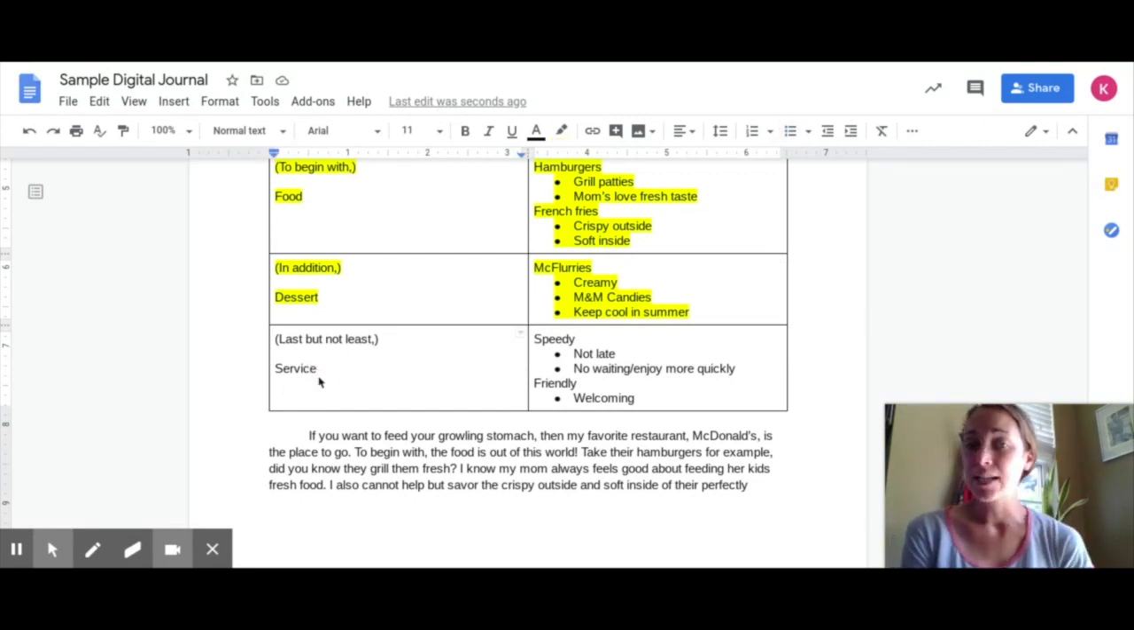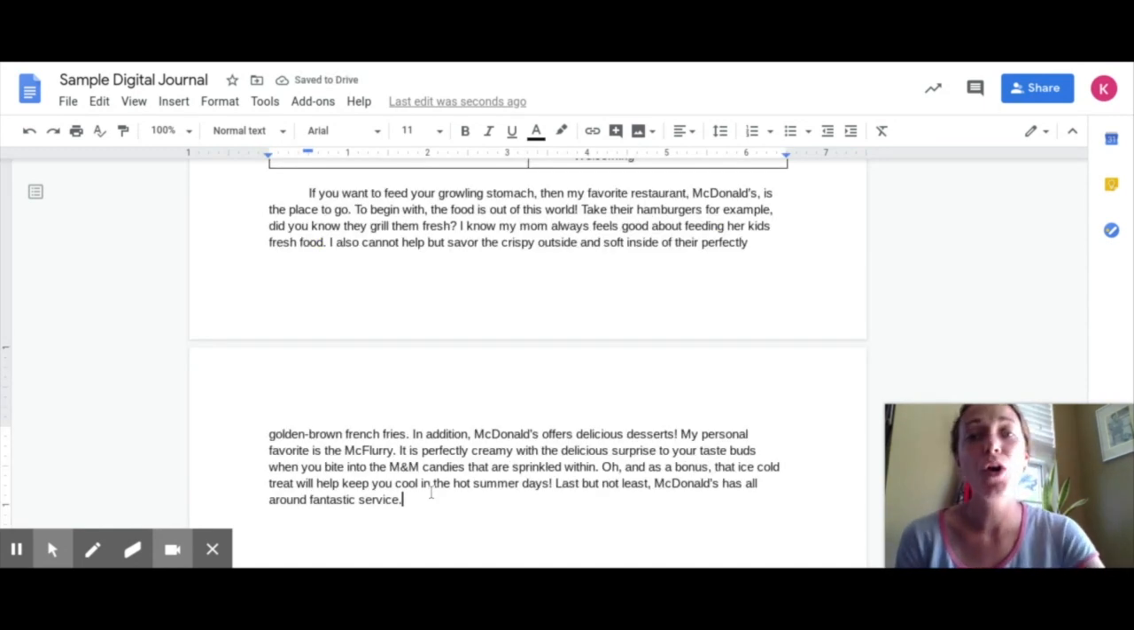And to start out my next big idea, since we're moving on from talking about desserts to a whole different topic, but still related to McDonald's, we're going to have our transition phrase here. The one I came up with is "last but not least." So I'm going to start out with "last but not least" and mention service. I'm not going to mention that they're fast or speedy. I'm not going to mention that they're friendly quite yet. That will come after. And remember, this sentence doesn't need to be super long. Just nice and short, to the point. Have your transitional phrase and make sure you mention that their service is good. So what I came up with is, "Last but not least, McDonald's has all-around fantastic service."